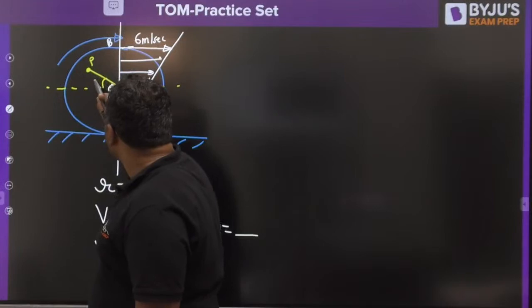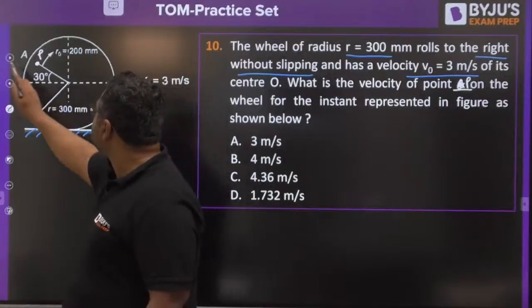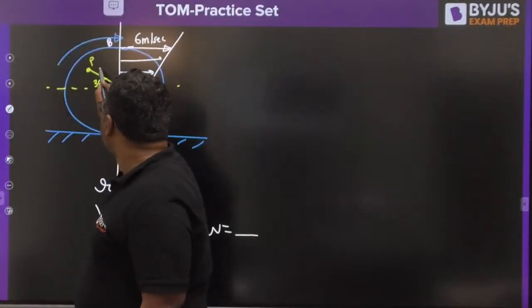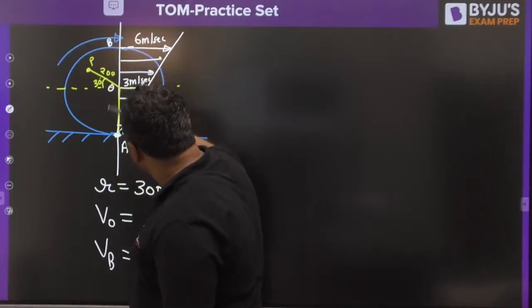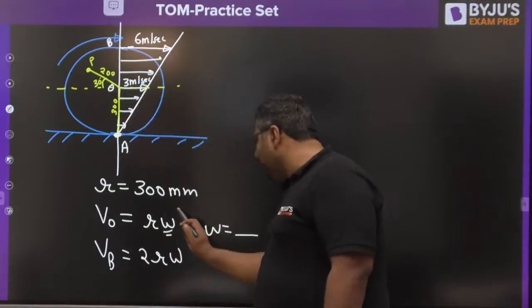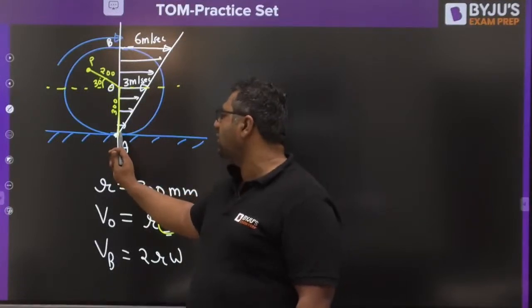And this angle is 30 degrees. And my dear, at the same time, they have also given this distance as 200. You know this distance as 300. And this omega is going to be the angular velocity of this body about this center, the I center of rotation.